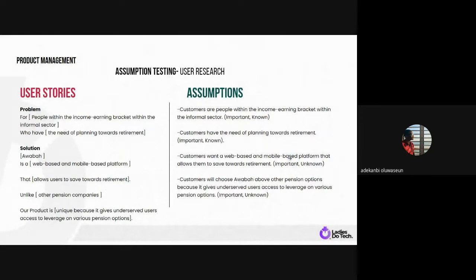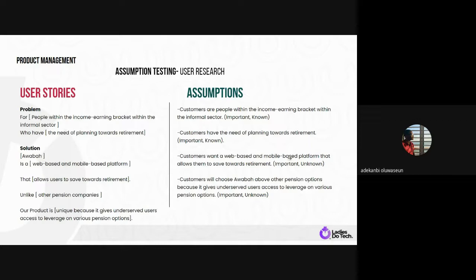You can create a perfect solution, a very good solution, and realize that the users would actually prefer it in the form of a USSD. Imagine you build a mobile app for something they would have preferred to be a USSD platform. Chances are the product is going to fail, right? So testing your user stories helps you in ensuring that the product is going to succeed.